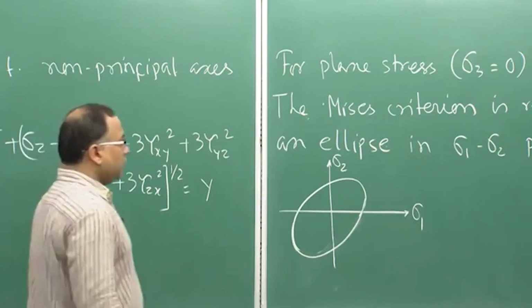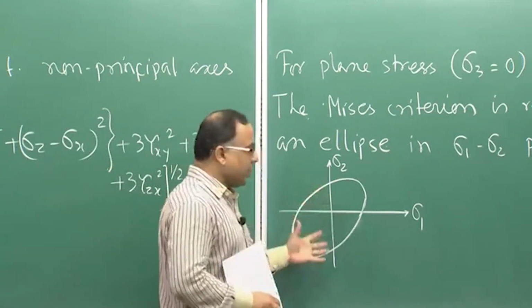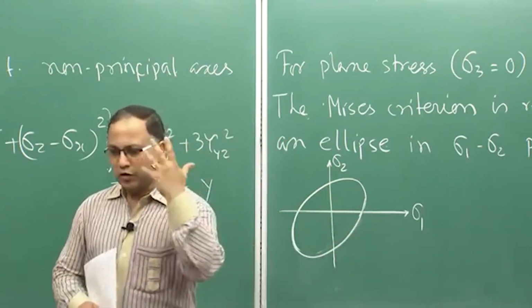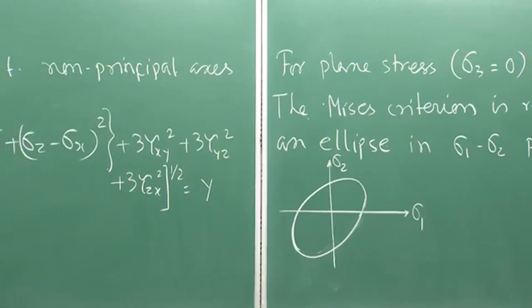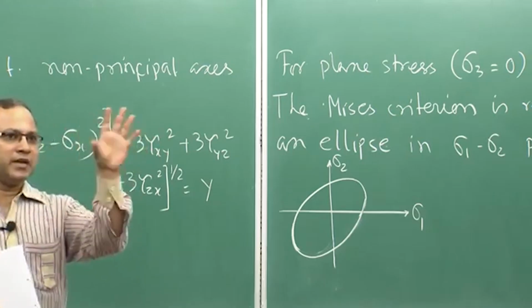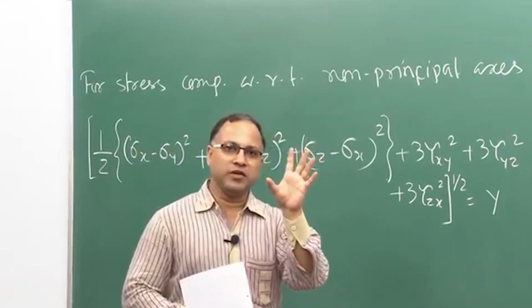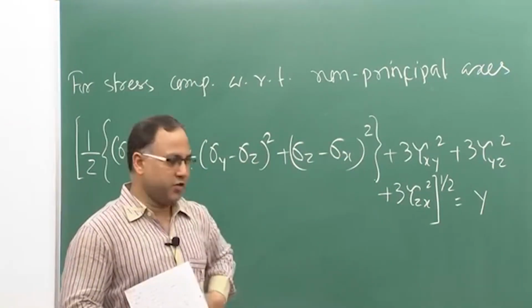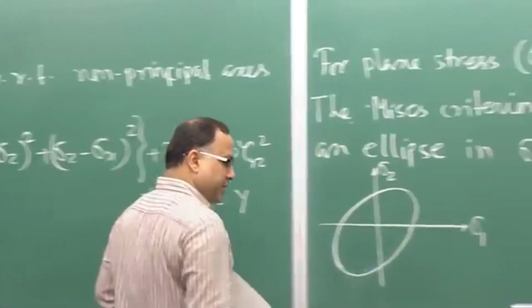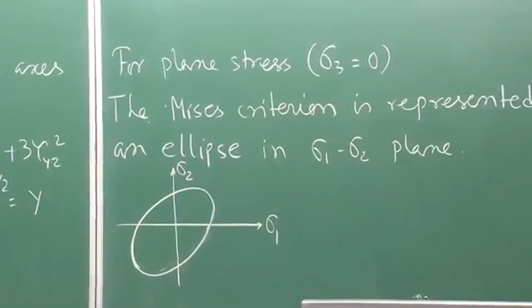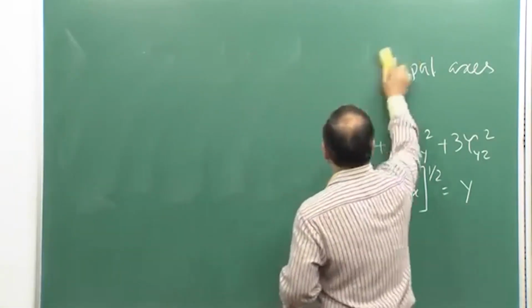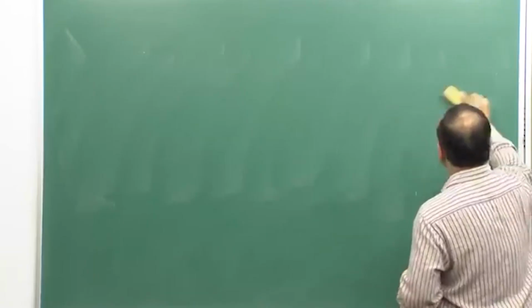So, now what does it mean? If you recall the von Mises criteria we discussed in the last class, there you put sigma 3 equal to 0 and you get the equation, and that equation will define one ellipse in sigma 1 sigma 2 space in case of plane stress condition. Now, what information are you getting from this ellipse? That is very important for the yield criteria.